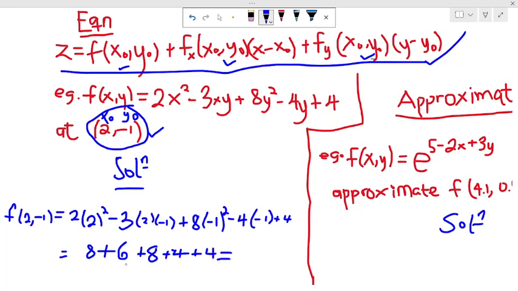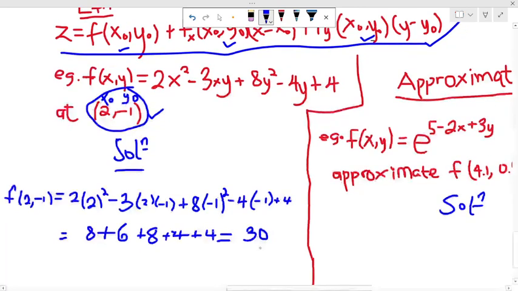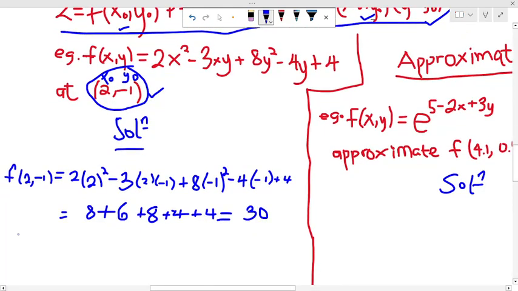Now let's evaluate all. We have 8 plus 6 giving us 14. Now 14 plus 8 giving us 22. Now 22 plus 4 gives us 26. Now 26 plus 4 gives us 30. So we are done with the first term. So simple. Now let's go to the second term.